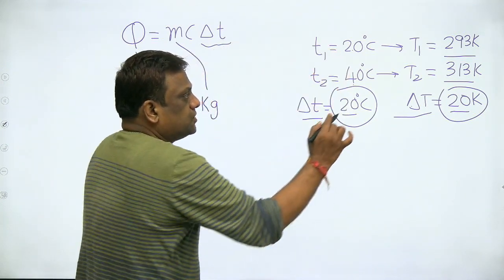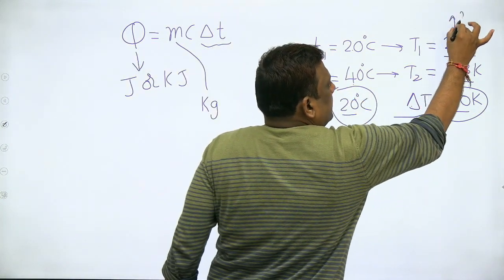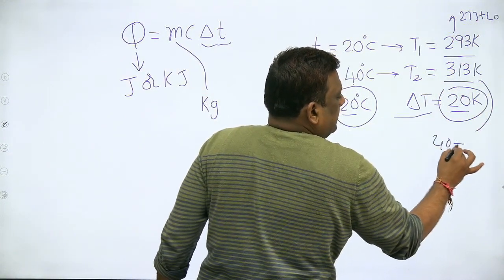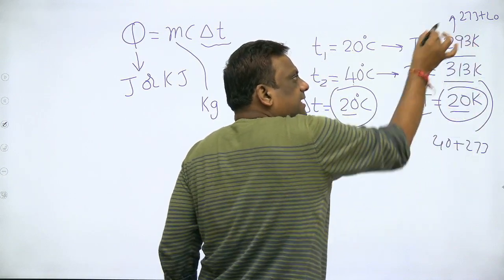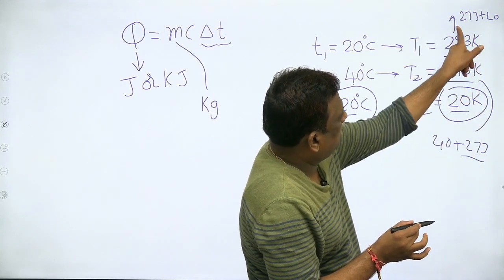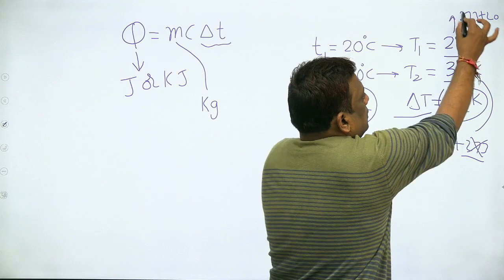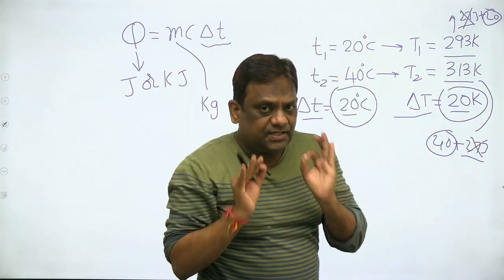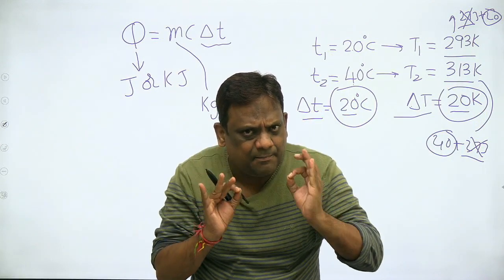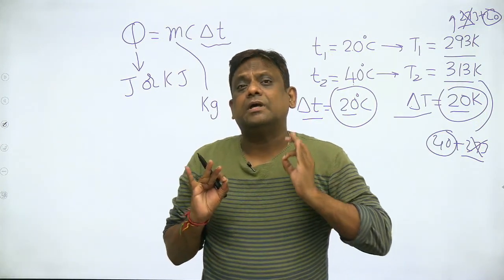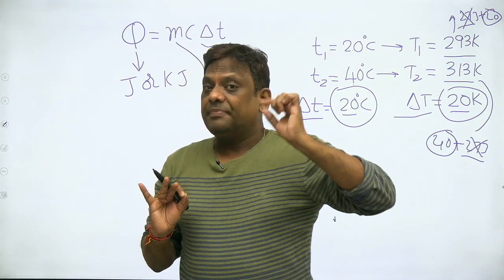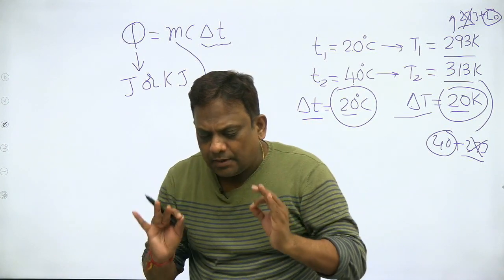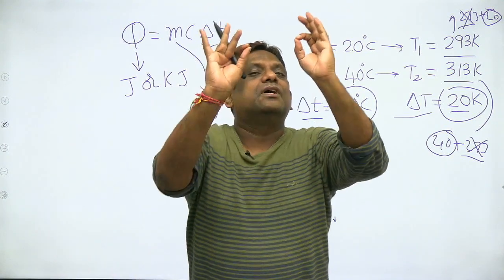Why like that? Because in this you have added 273 for 20, and in this you have added 273 for 40. So when you are taking the difference, plus 273 minus 273 gets cancelled, and you will be left with only 40 minus 20, which is absolutely same. So from today, whenever it is temperature difference, please don't ask me, sir, is it in Kelvin? Is it in degree centigrade? Whenever it is temperature difference, Kelvin or degree Celsius, it will be absolutely same.